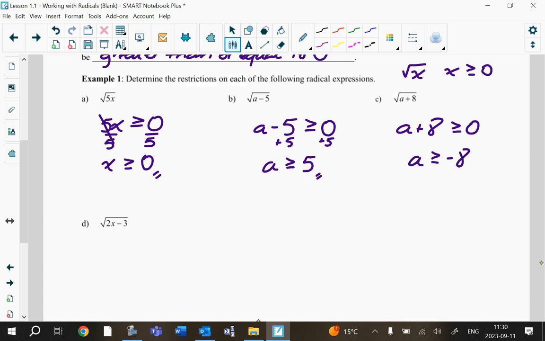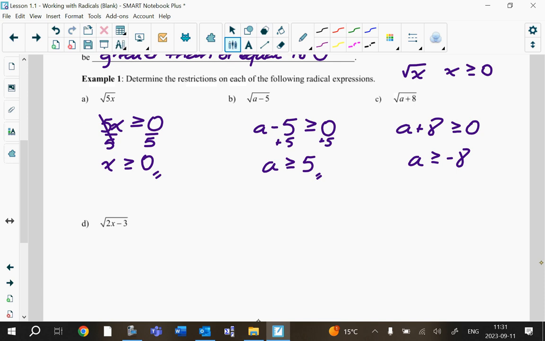So in this case, a can be a negative number because when you plug it in here and add 8, it's going to make it positive. Right? So if I plug in negative 8, when I add 8, I get 0, and I can take the square root of that. If I plug in negative 7, I'm going to get positive 1, and I can take the square root of that. If I plug in negative 9, I get negative 1, I can't take the square root of that. So that's why it has to be negative 8 or larger.